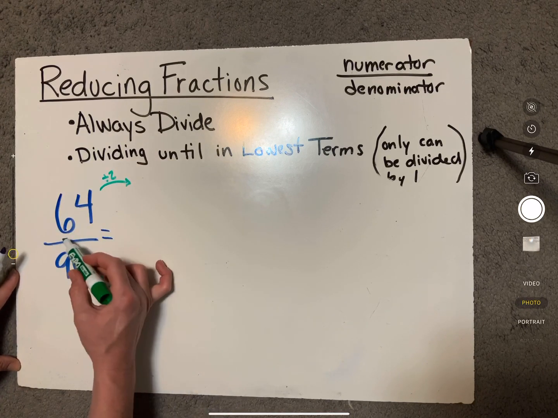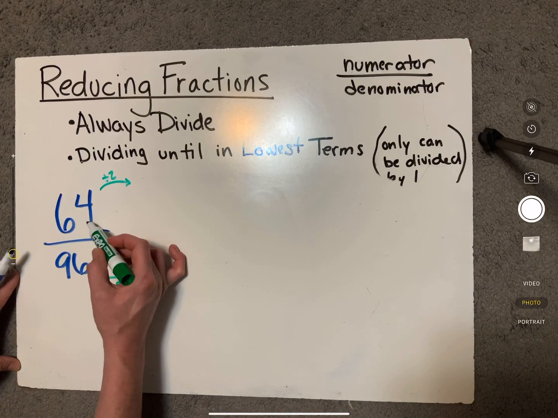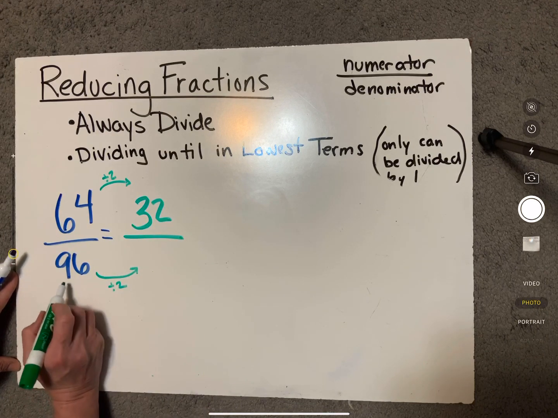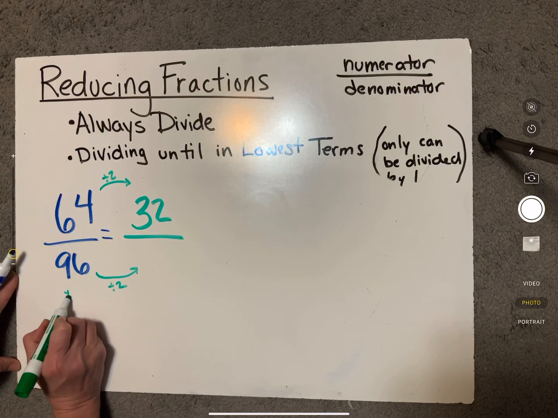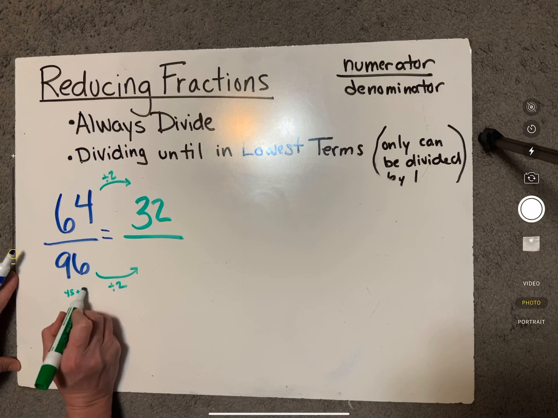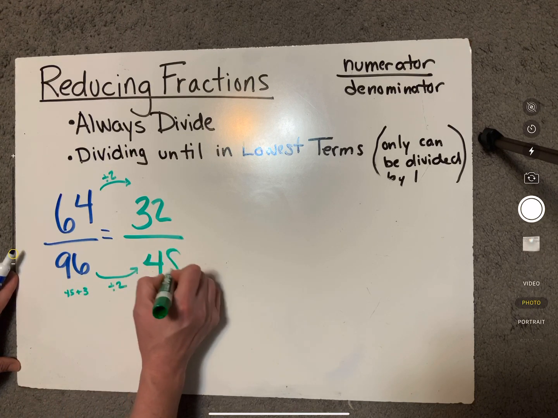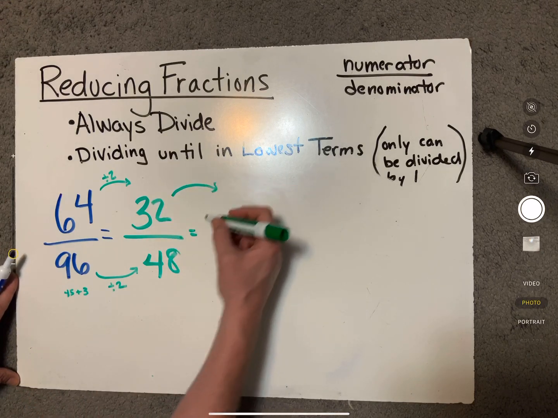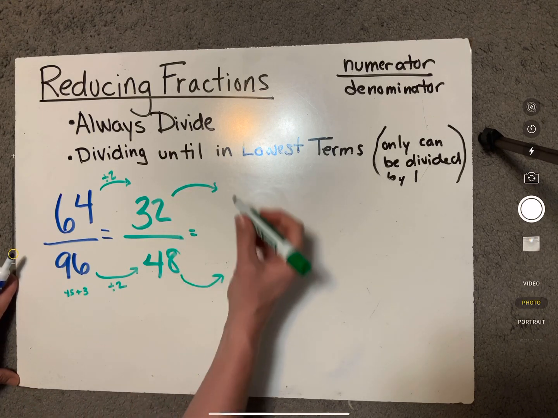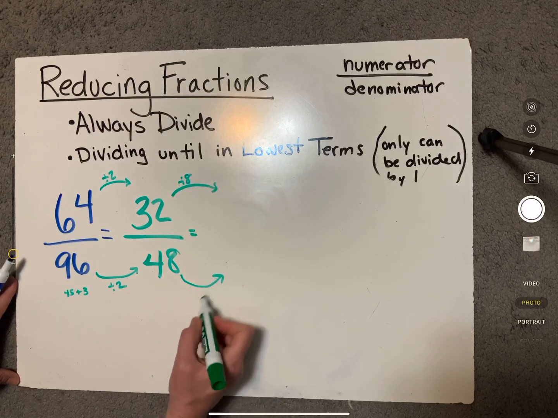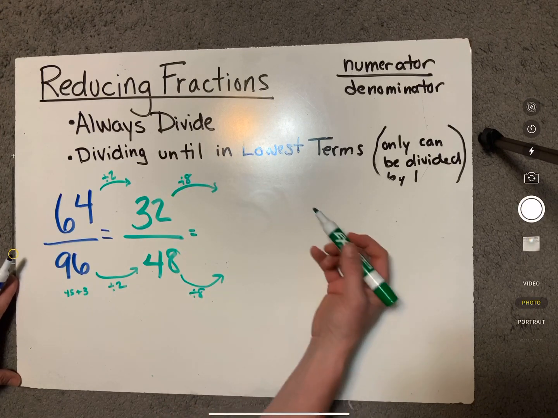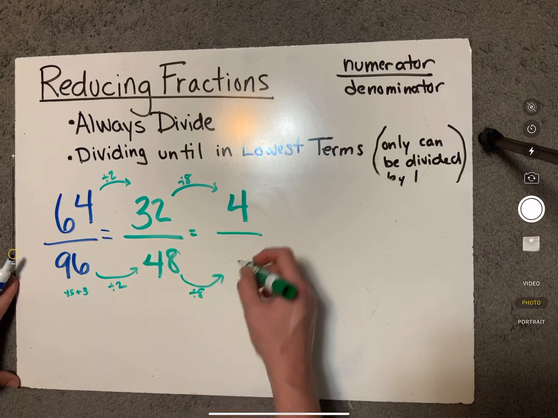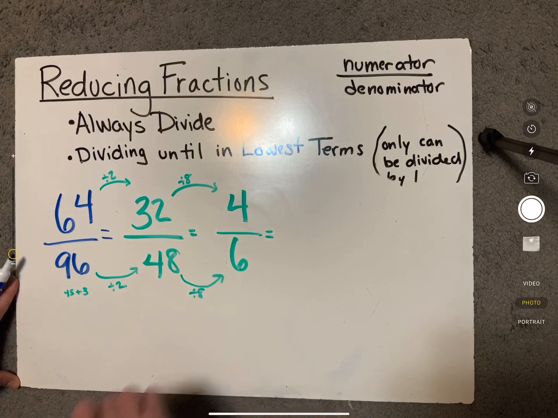64 divided by 2: half of 60 is 30, half of 4 is 2, so 32. Half of 96: half of 90 is 45, plus half of 6 would be 3, so I'd have 48. Now, let's see, ooh, look at this. I know that 8 goes into both of these. Let's divide this by 8 and divide this by 8. 32 divided by 8 is 4. 48 divided by 8 is 6. Are we in lowest terms yet?